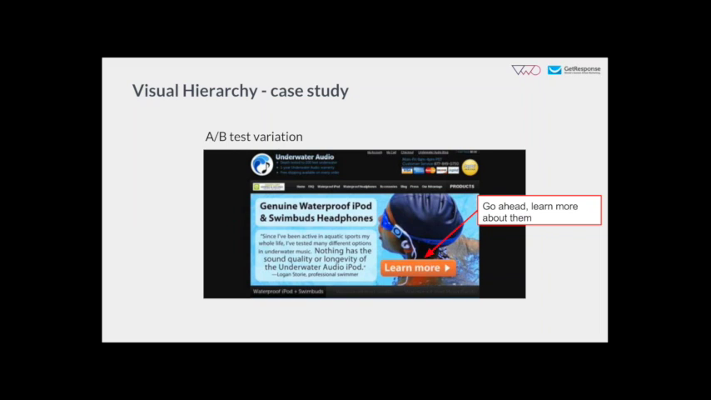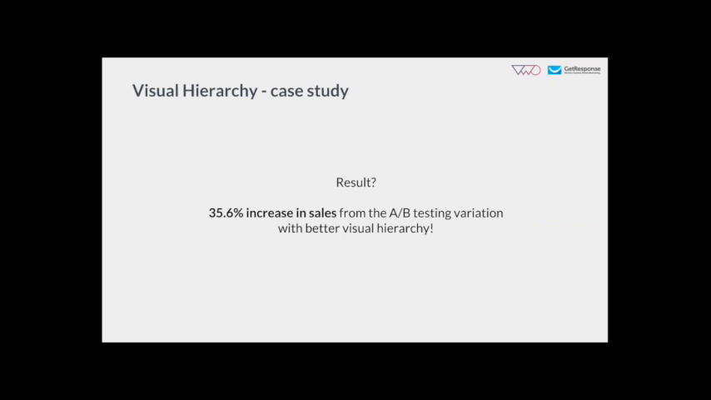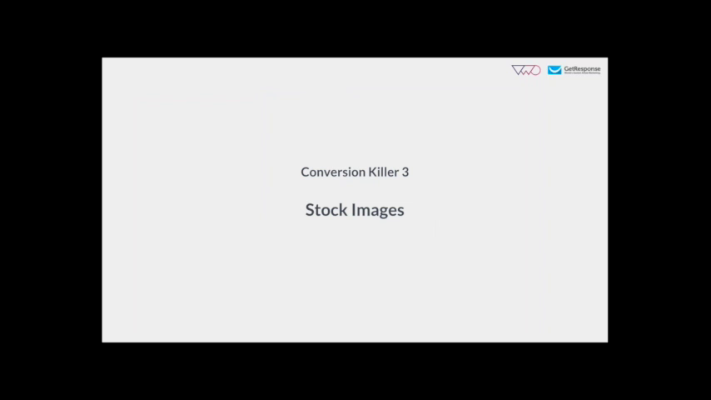Result: 35.6% increase in sales from the A/B testing variation with better visual hierarchy. The great part about this test was that they were not just tracking the clicks to the primary call to action. They actually tracked it right down to sales. So yeah, the next conversion killer are stock images.